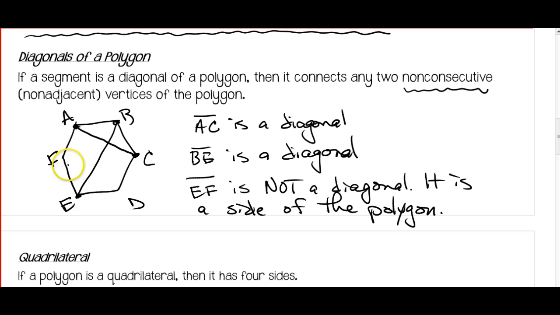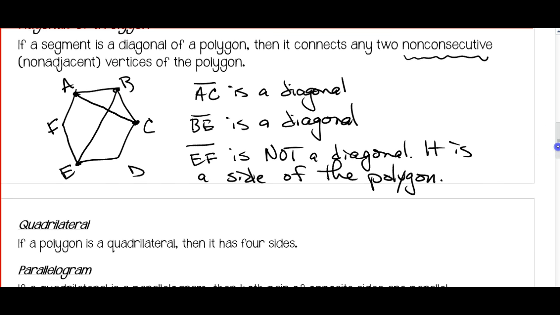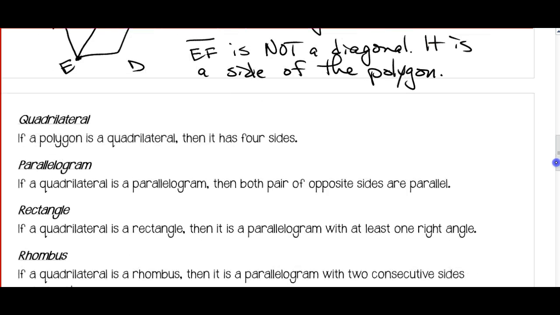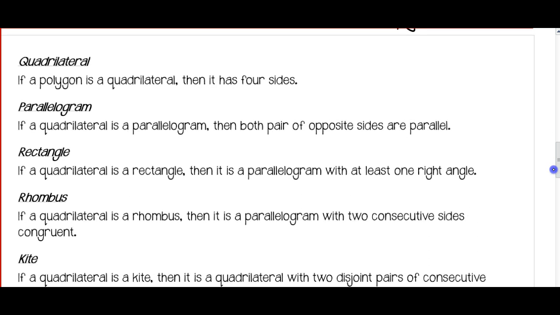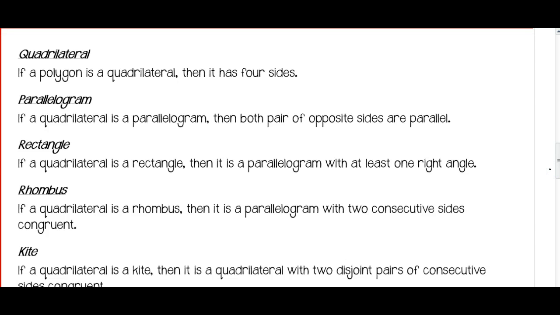So a side of the polygon cannot be a diagonal of the polygon. And then I could go ahead and draw all the different diagonals. There's a whole bunch of them. Eventually we'll figure out how many there are. These are two of many diagonals.